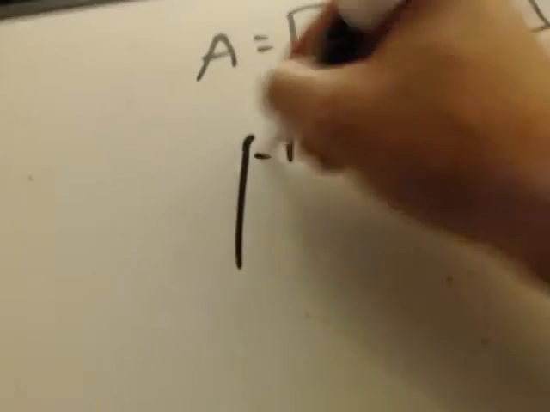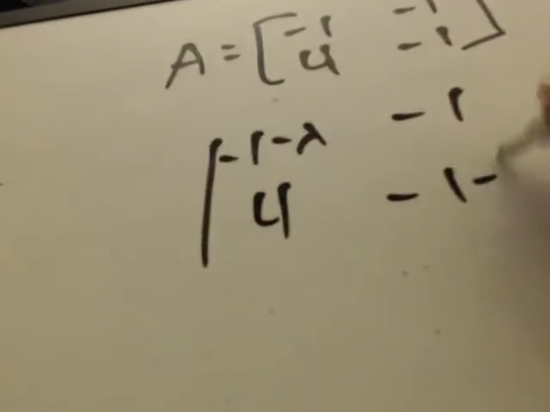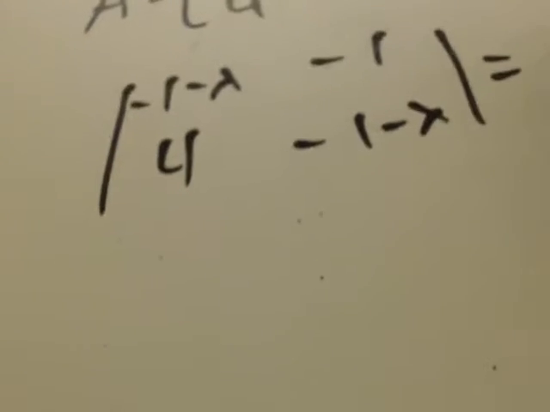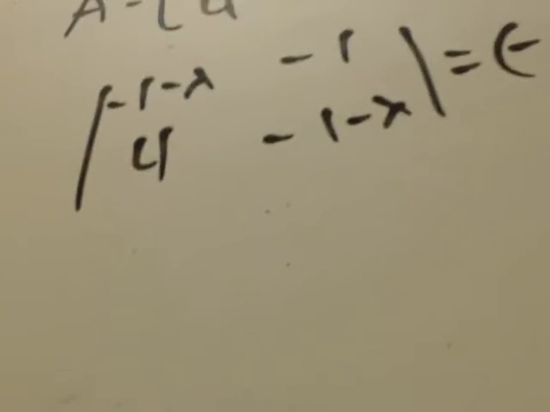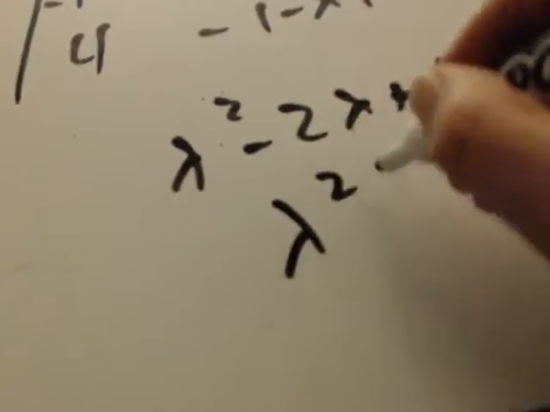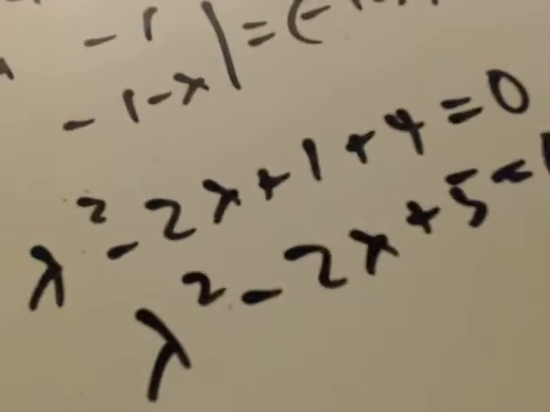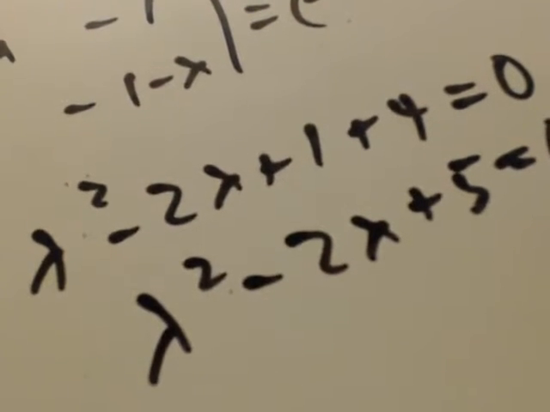So, -1 minus lambda, -1, 4, -1 minus lambda equals, well, I get a (-1 minus lambda) squared minus a -4, which means I get a +4. Doing this out, I get lambda squared minus 2 lambda plus 1 plus 4 equals 0. So I get lambda squared minus 2 lambda plus 5 equals 0. Alright. So if that's the case, what are we going to do?